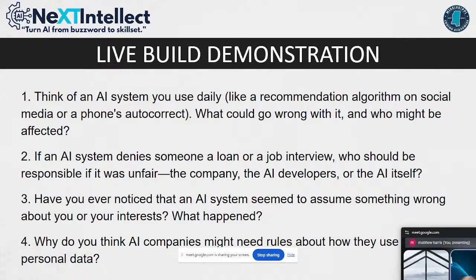If an AI system denies someone a loan or a job interview, who should be responsible if it was unfair? The company, the AI developers, or the AI itself? This would all depend on what data it used to come to the conclusion that the person shouldn't get the job or the loan.